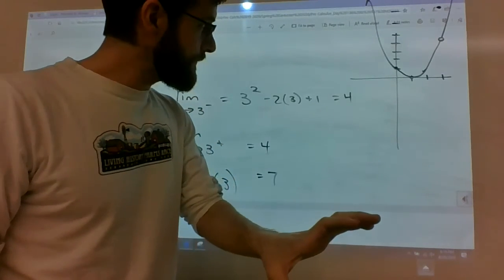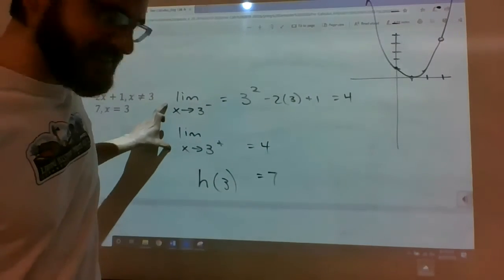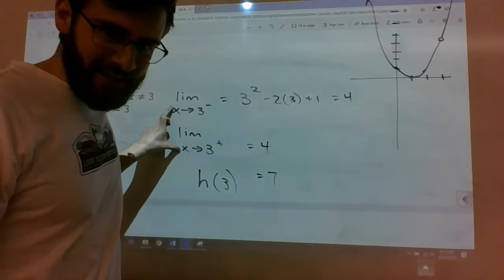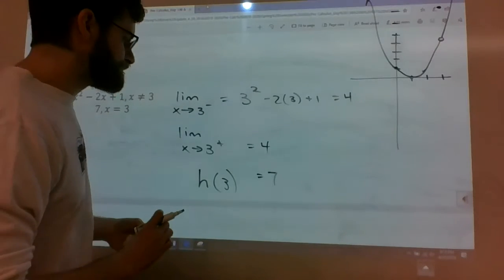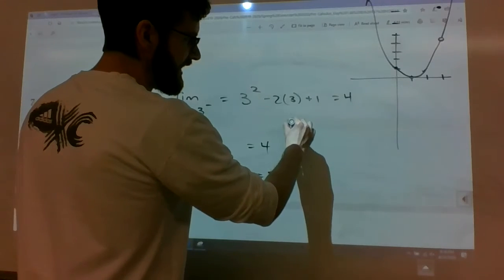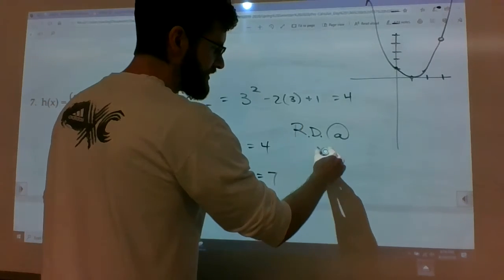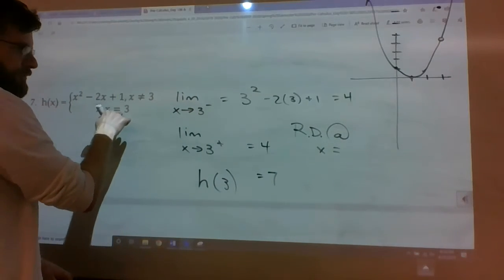It's not non-removably discontinuous. It's still a removable discontinuity because the limit exists. The limit exists. The left and the right match up. So in this particular case, you would say it is removably discontinuous at x equals 3.